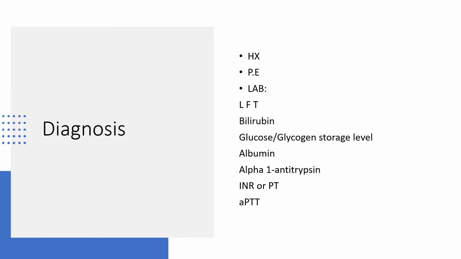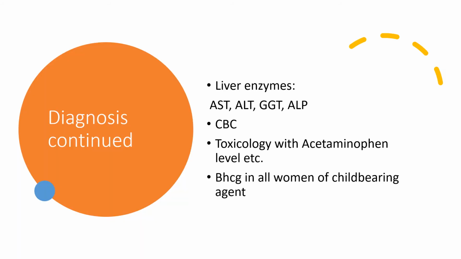Because INR or PT, APTT is necessary because all clotting factors are produced in the liver except two. And those two will be von Willebrand factor and factor 8. Then we want to know what's happening to liver enzymes. AST, ALT, GGT, ALP. Complete blood count, toxicology with acetaminophen level and other drugs that could affect liver adversely.